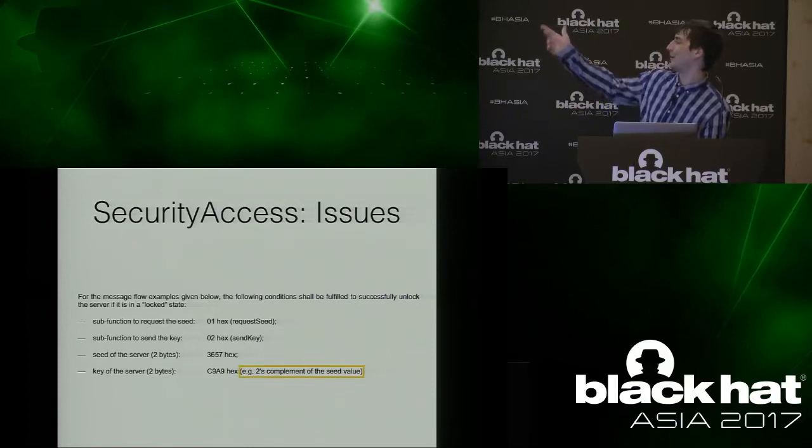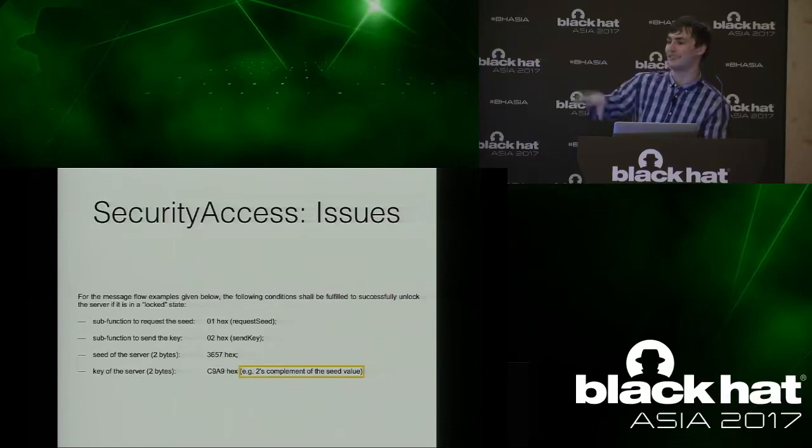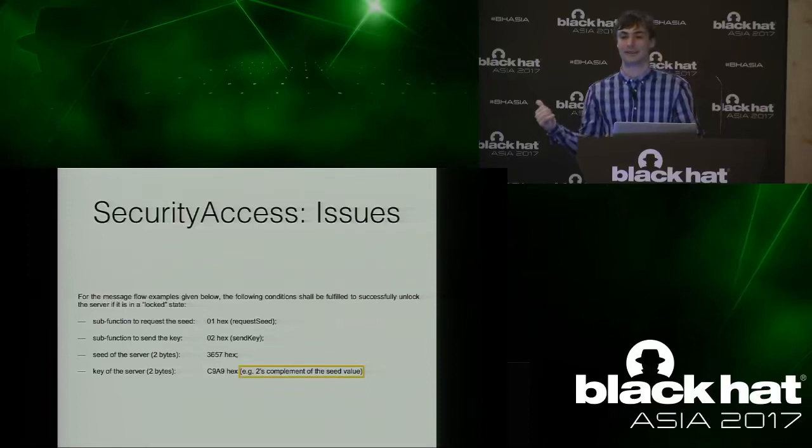It's telling you have a request seed, you're requesting 01, you get the function to send the key is 02. They give an example with a 2-byte seed, and then they give an example calling it the key of the server that comes back, and it says it is a 2's complement of the seed value. So the actual secret part here is just that you take the 2's complement. That is the top secret key. That's just obscurity, that's all it is. But that has found its way, maybe not that exact algorithm, but that kind of thing has found its way into a lot of vehicles.